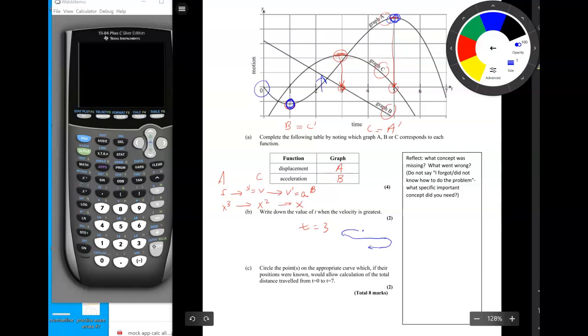In order to calculate this total distance, we need to know where this point is and where this point is, and those are the 2 points I circled, the extreme points of the displacement, right? The places where they change direction. We also need to know the starting and the ending point. So the 4 places that we need to know the displacement for in order to find the total distance traveled are the beginning, the end, and the minimum and the maximum. Okay, so we just circled those in blue.